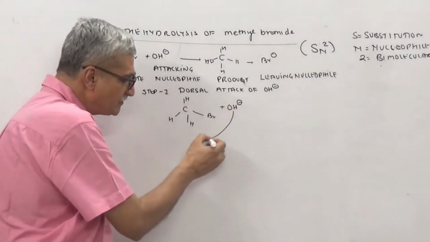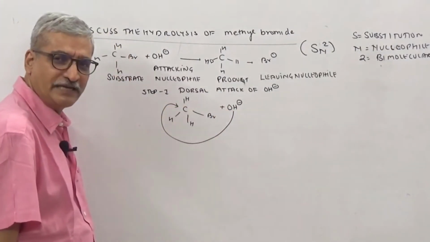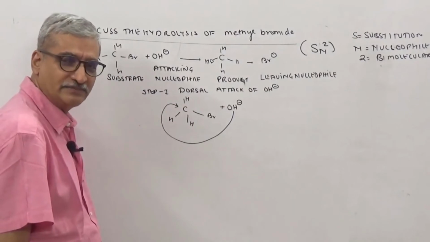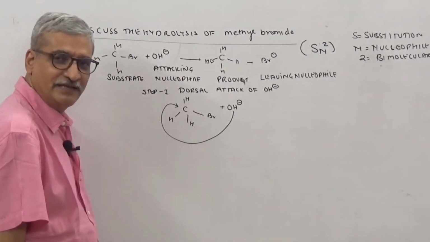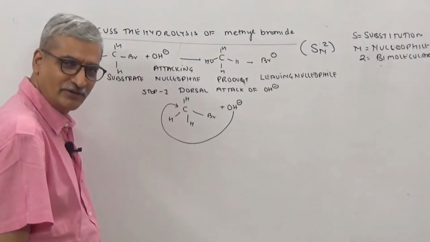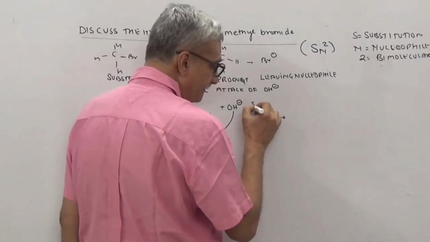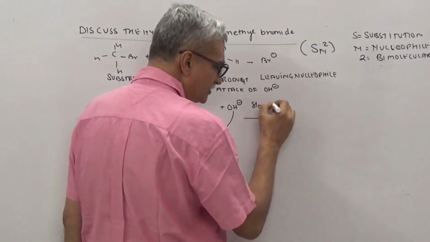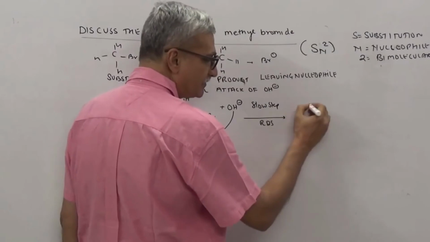So what does OH minus do? It attacks from the back side. Why? Because there are two small tiny hydrogen atoms. They can be pushed around. Always the weak and the thin are pushed around. And this is the slow step, because the attack is the slow step. And therefore this is the rate determining step.